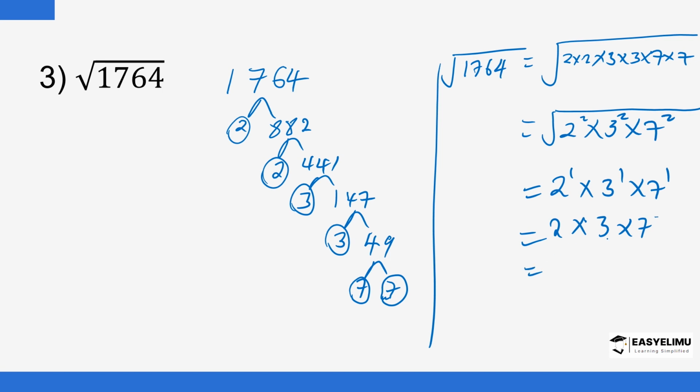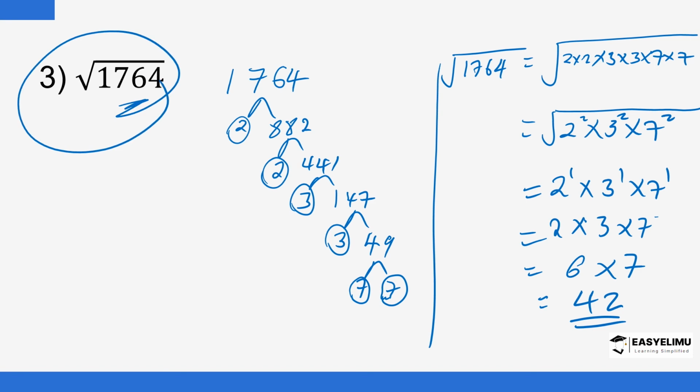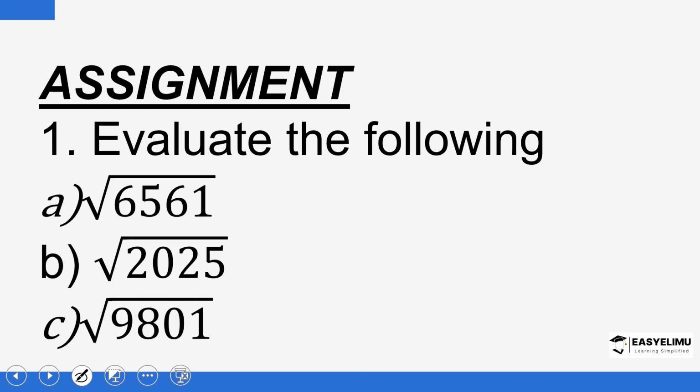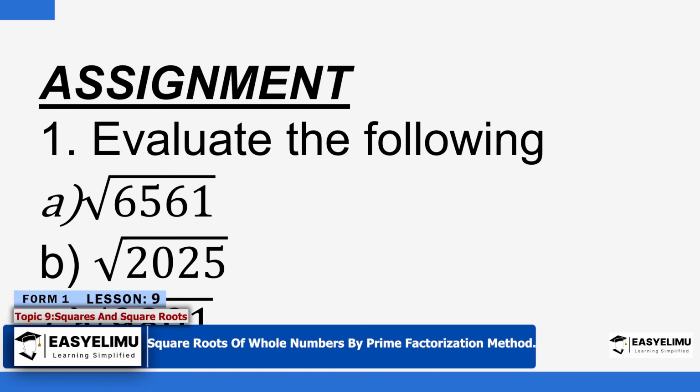So if you multiply the first two, you'll end up with 6, and then you multiply by 7. So this is going to give us 42. So it means the number that you need to square to arrive at this number here is 42. So 42 squared is equal to this. That is what we call the square root of a number. So that is how we are able to find the square roots of numbers.